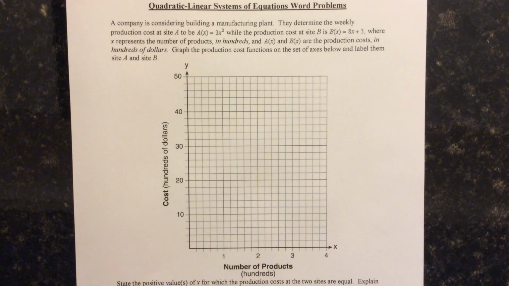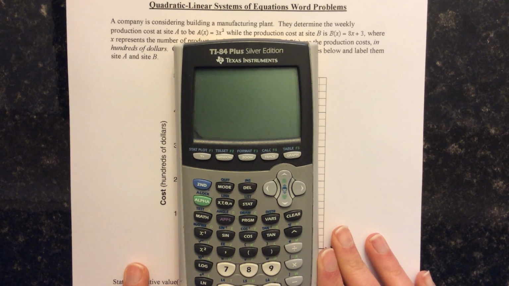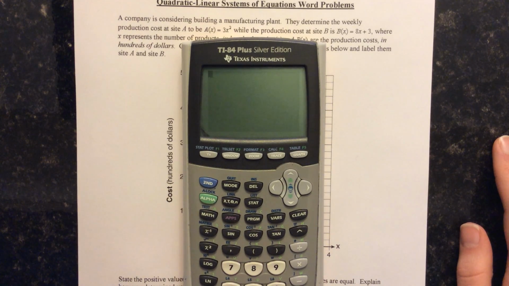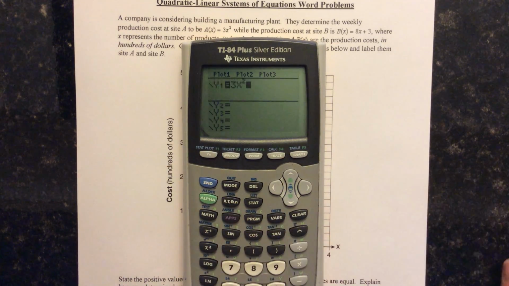So I'm not a super genius. I need my calculator for this. I'm going to start by figuring out the points for A of x. So turn this sucker on. Y equals, type in 3x squared.